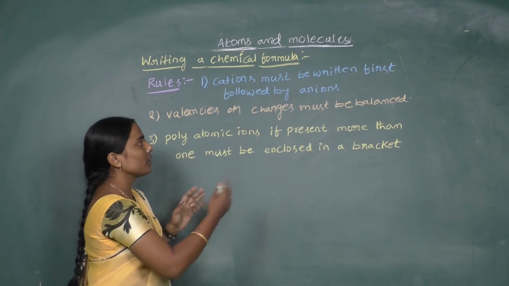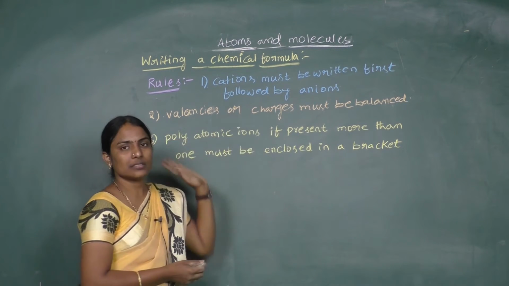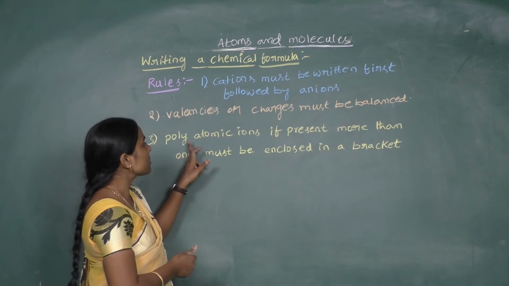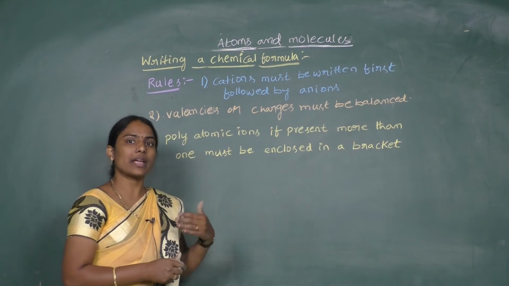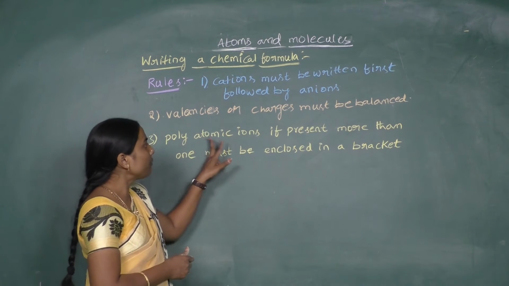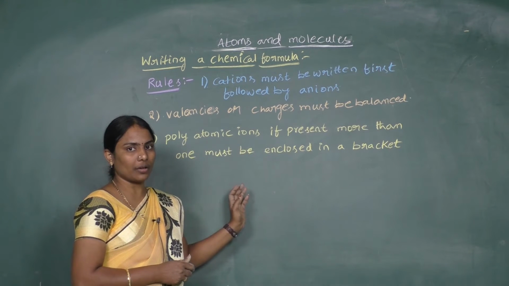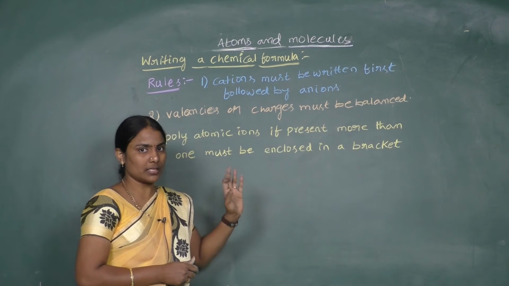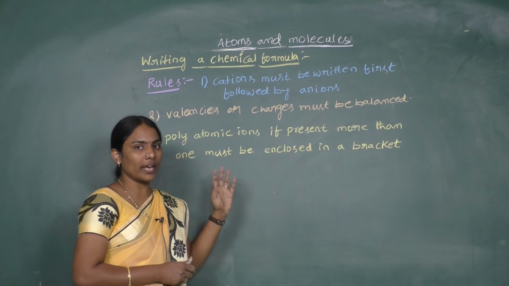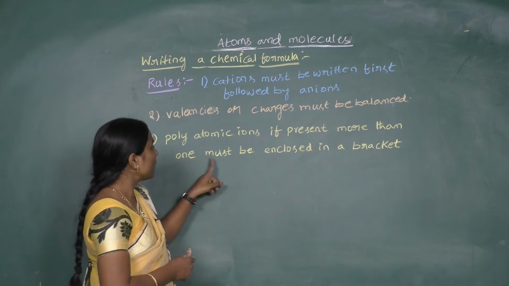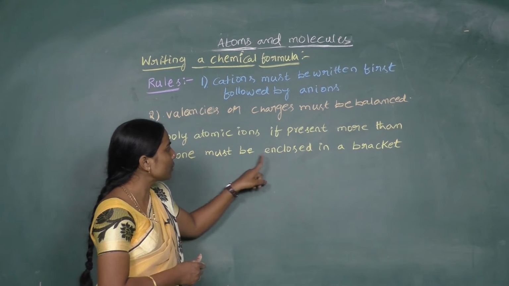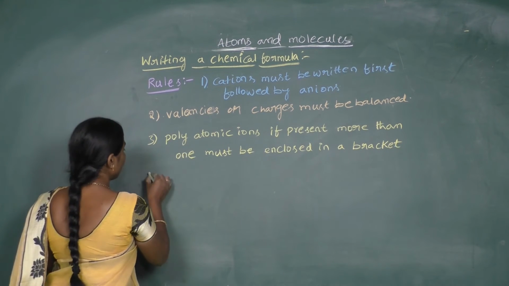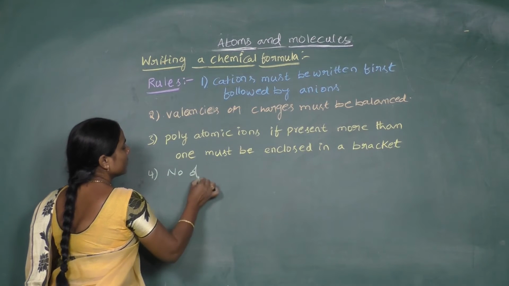After writing the cations and anions, we must balance their charges. I will explain with an example how to balance the charges. Next, if among the given ions, either cation or anion, polyatomic ions are present more than one in number, you need to indicate the number of polyatomic ions. Before indicating the number, you must enclose them in a bracket.